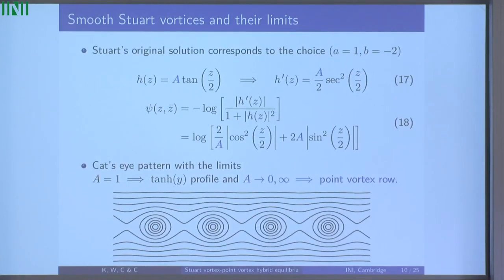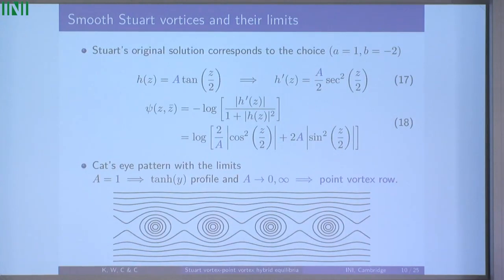We will be interested in looking at these limits, where a goes to 0 or infinity. In both limits, you end up with a point vortex row. Just to emphasize that, the Stuart solution here, the stream function, is not an irrotational solution. The vorticity is nowhere 0. It's the exponential function. But if you take this limit, you end up with an irrotational flow where the vorticity is just point vortices.